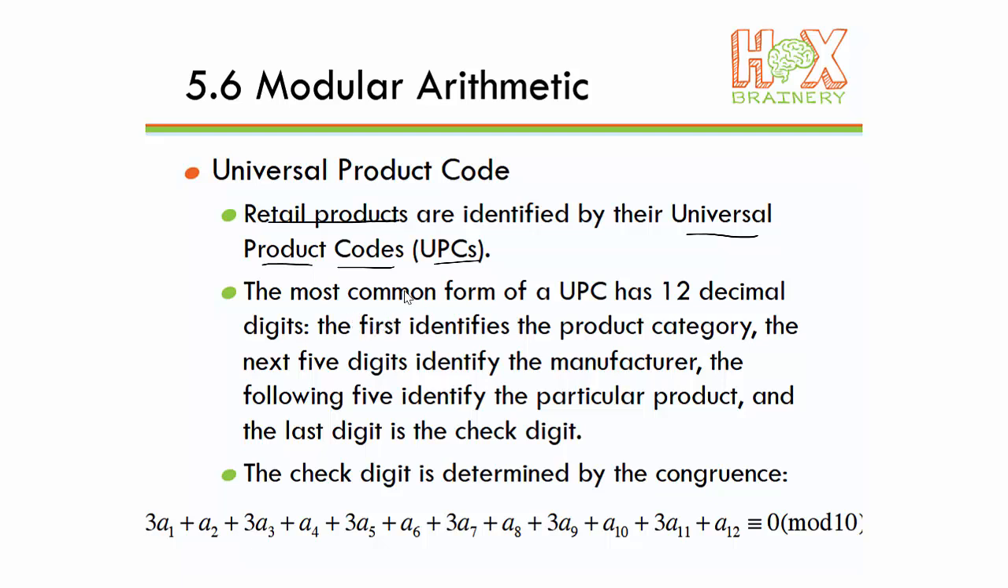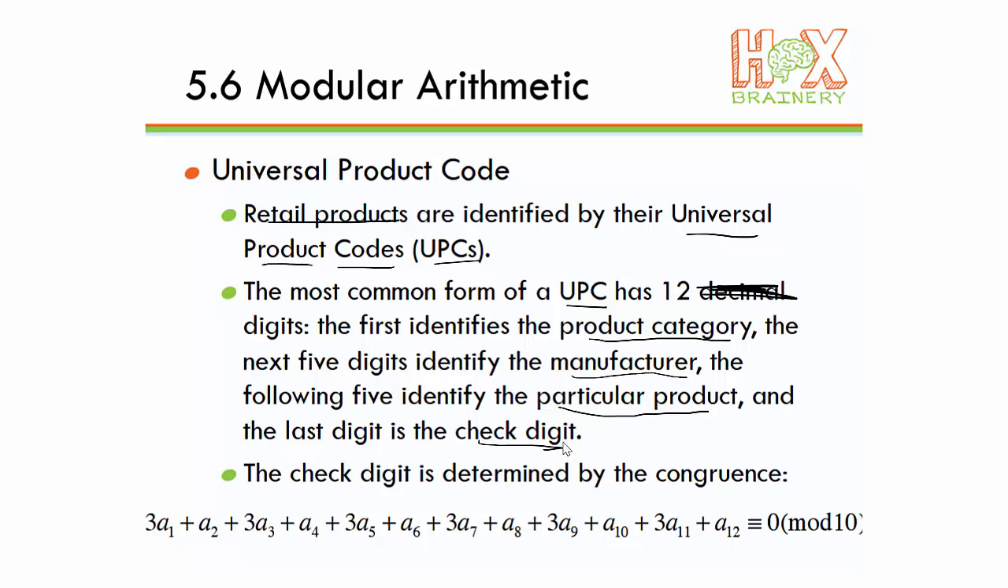The most common form of a UPC has 12 digits. A UPC has 12 digits, the most common form. The first digit identifies the product category. The next 5 digits identify the manufacturer. The following 5 identify the particular product. And then the last digit is the check digit.